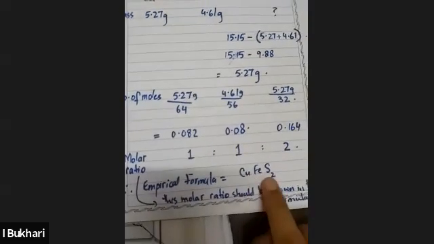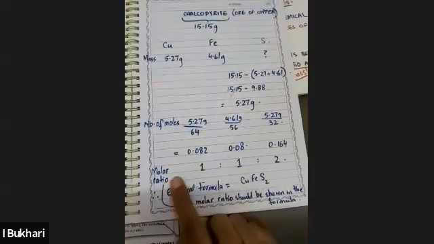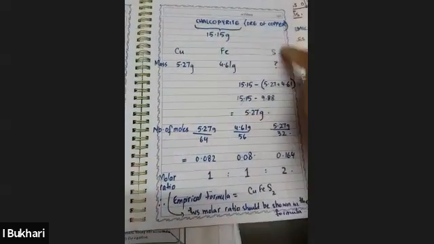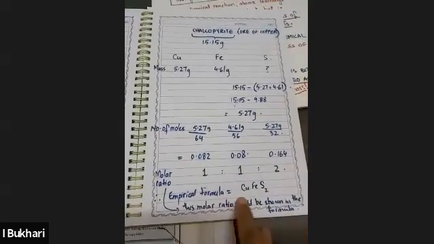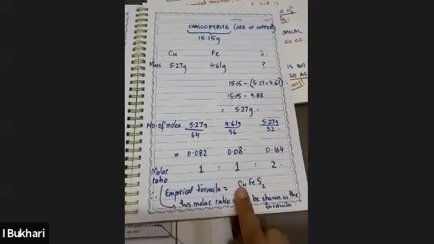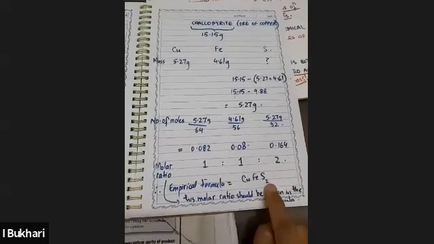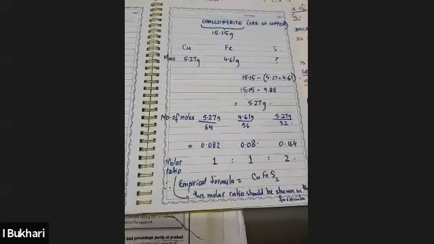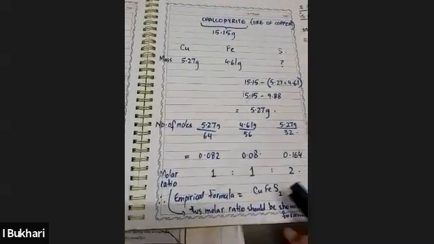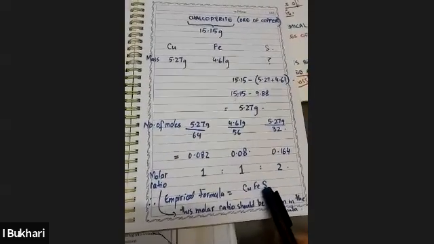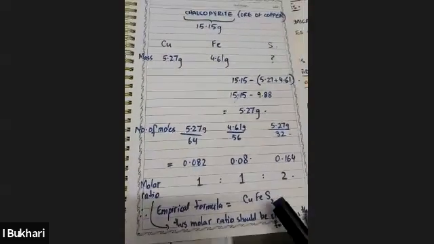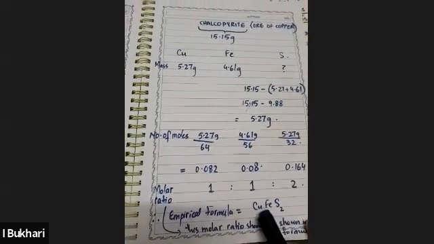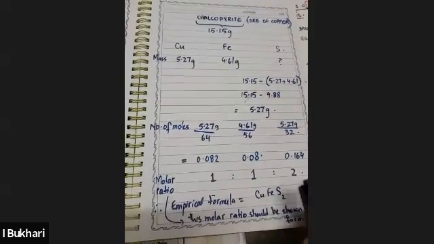I'm starting my video. So the final formula looks like this. The molar ratio of copper, iron, and sulfur is 1:1:2, which should be represented in the final formula. So copper, iron, sulfur, and you write a small 2 on the right lower corner. We don't write 1. So when we do not have numbers here, that means the ratio is 1.